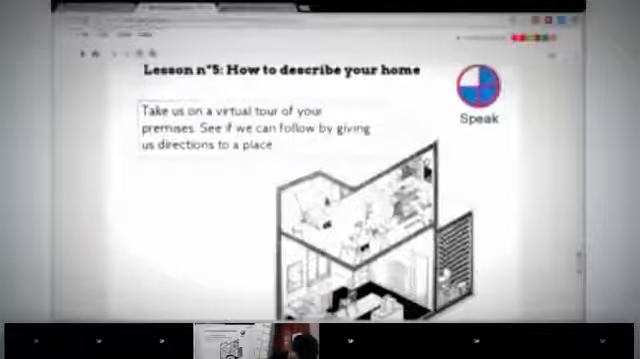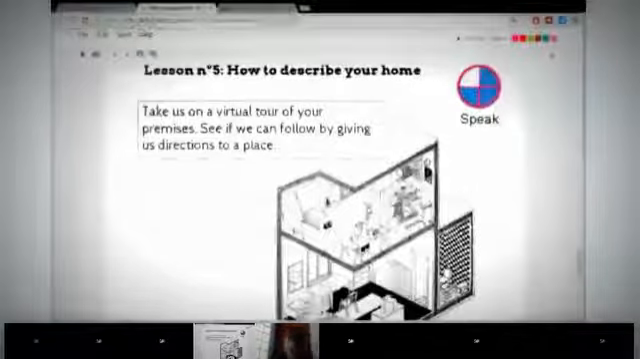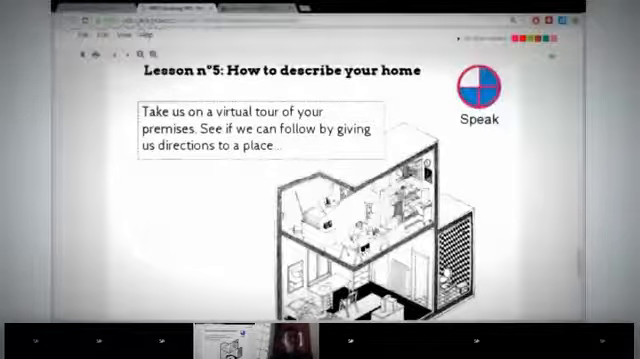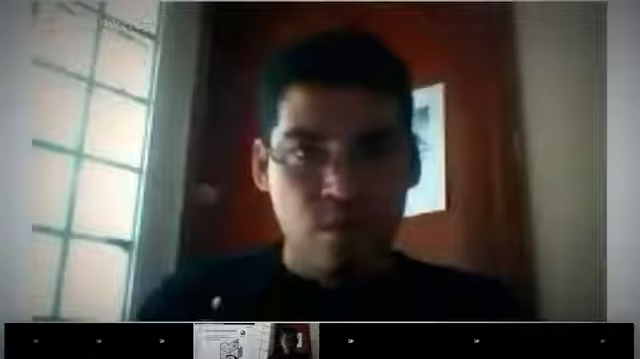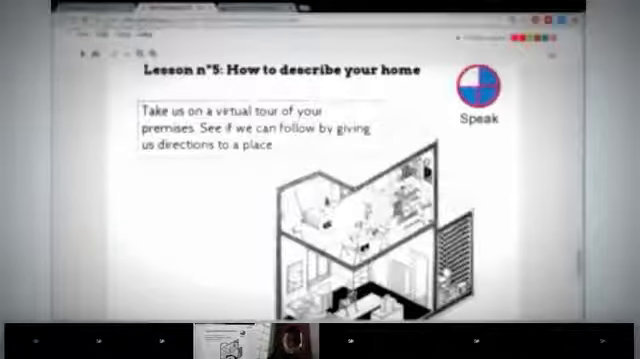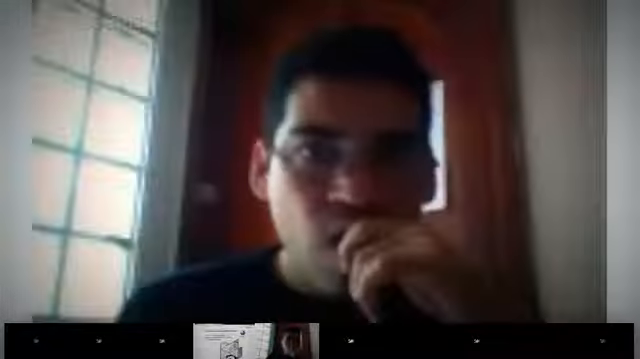On your screen, you're going to see this is the 6th page of the PDF. And here it says, take us on a virtual tour of your premises. What's the word premises mean? Do you know? What do you think it means? The most important, maybe. Sometimes I see this word when I go to the laundry, but I never translated it before.